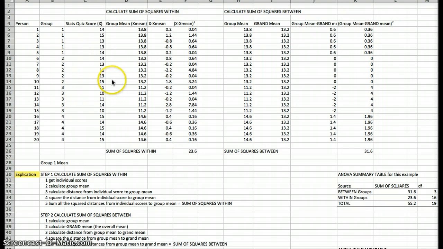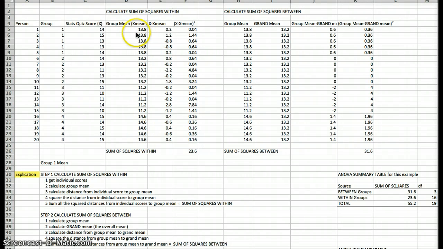For group 2 down here, the average is 13.2. So each member of this group gets 13.2. Group 3, the average is 11.2. They all get 11.2. Group 4, the average is 14.6. They all get the score 14.6.